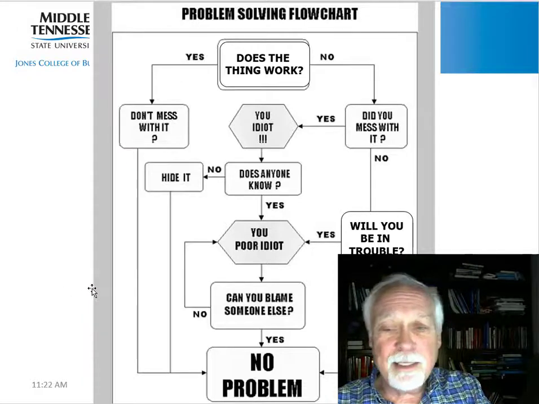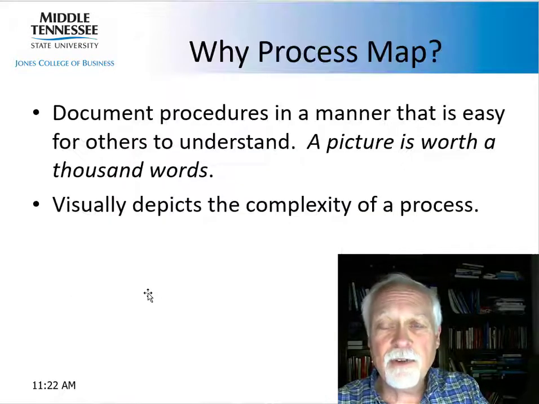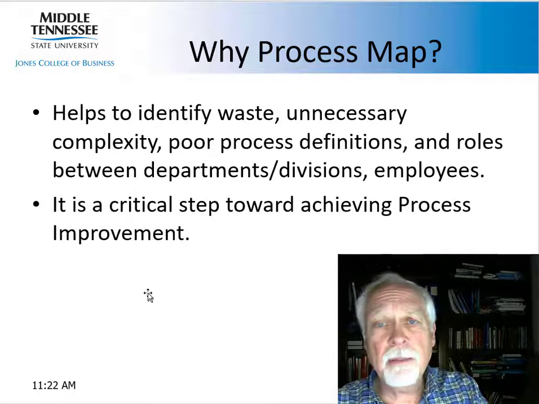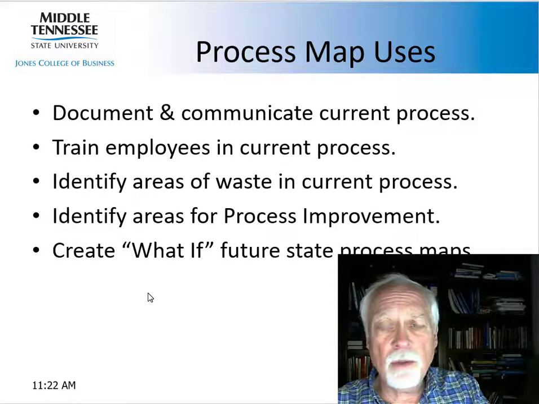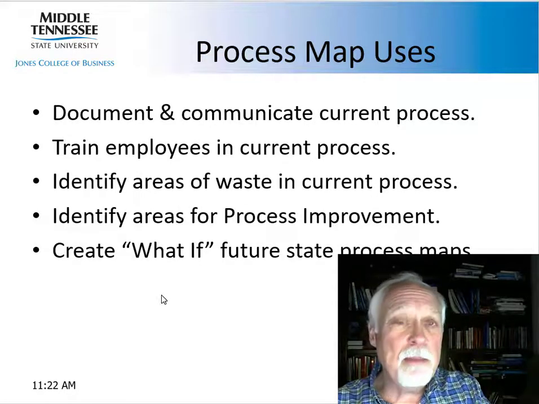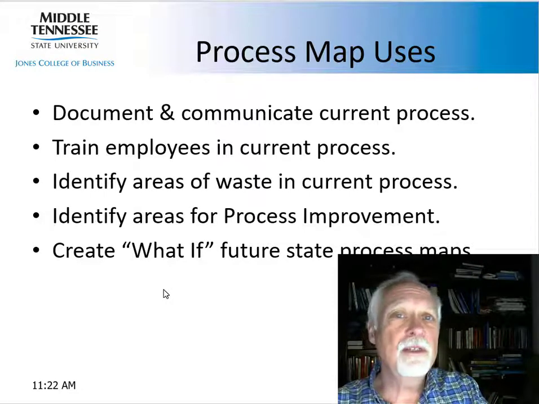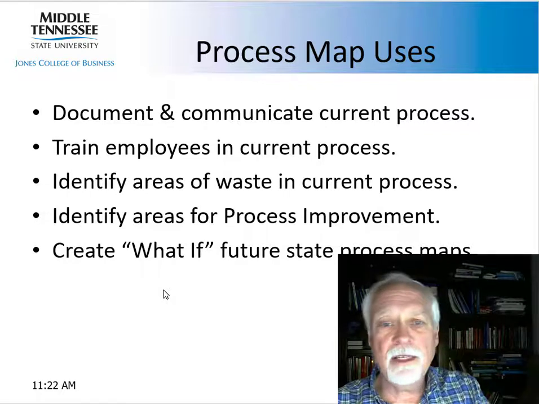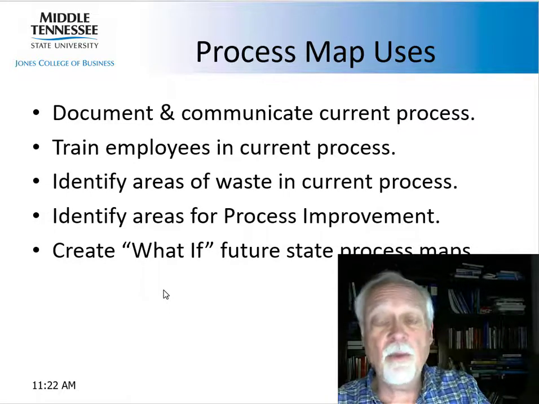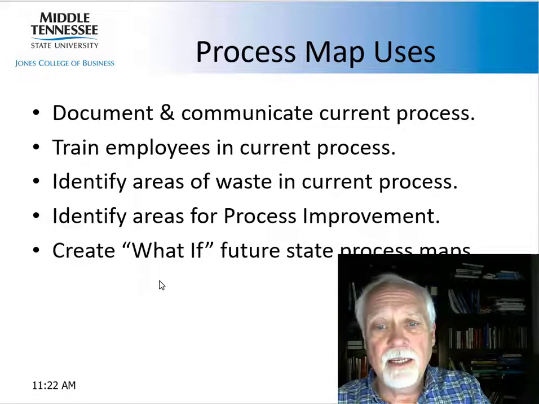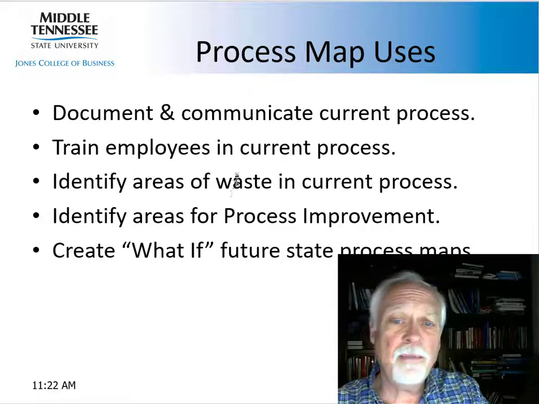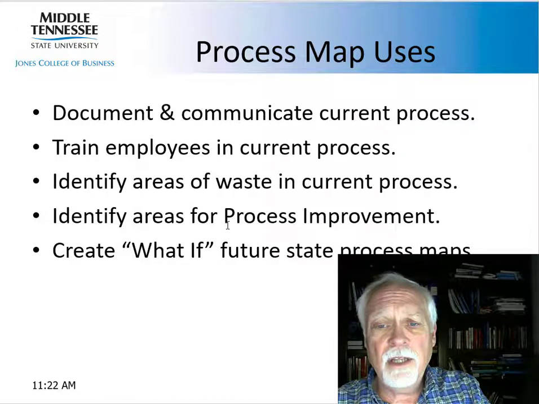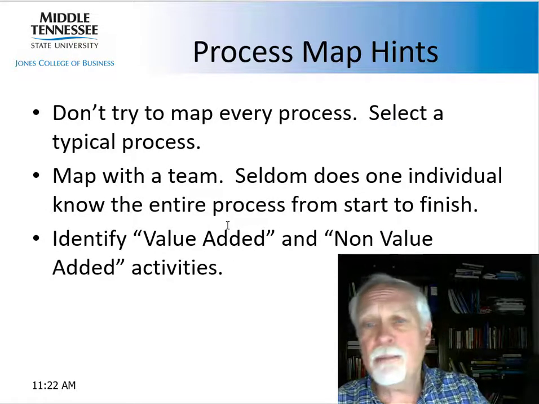So we create process maps in a variety of different ways. Here's one just for your fun. Why? A picture's worth 1,000 words. It's just a lot easier for us to describe processes with diagrams and pictures. It helps us to identify waste, and it's a critical step in process improvement. I believe process mapping is the most powerful tool that we use in all of process improvement, because we use it in every phase, in some way or another, of the DMAIC process. So we can use it to document and communicate current processes, train employees, identify areas of waste, identify areas for process improvement, and create future state processes.